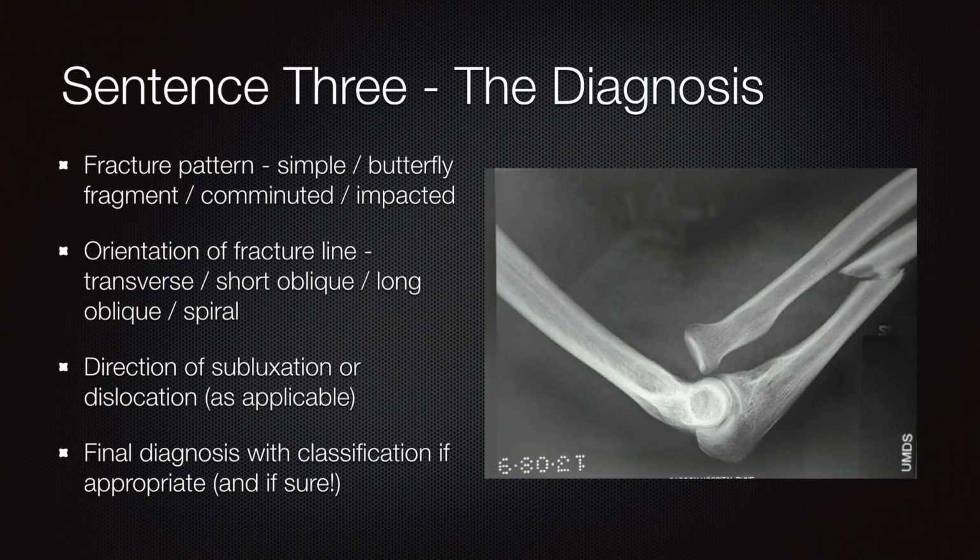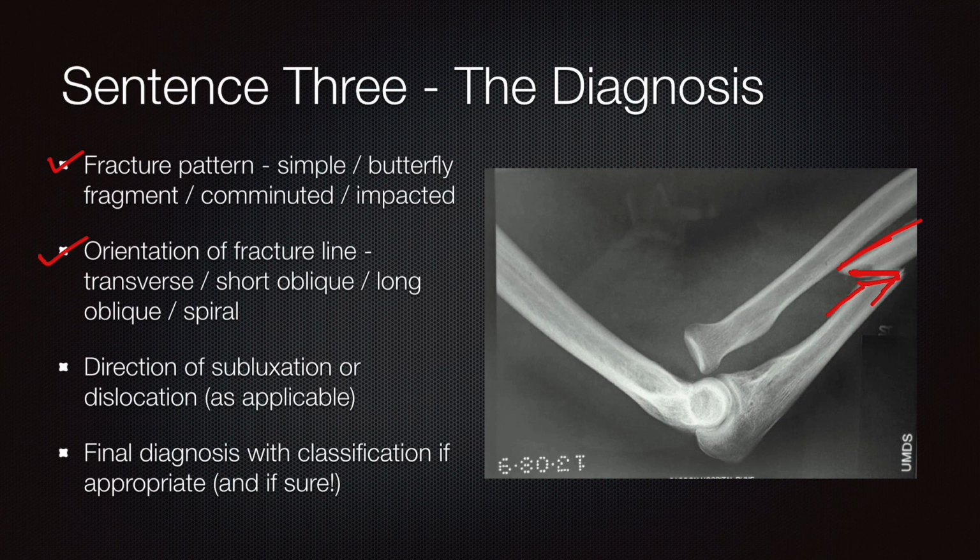And in your third and final line is where you will talk in detail about what you can see. So you will talk about the fracture pattern, which in this case is a short oblique fracture. You can talk about the orientation of the fracture line. You can also talk about whether the fracture is in one piece or in multiple. Here there are just two pieces and therefore this is a simple fracture.